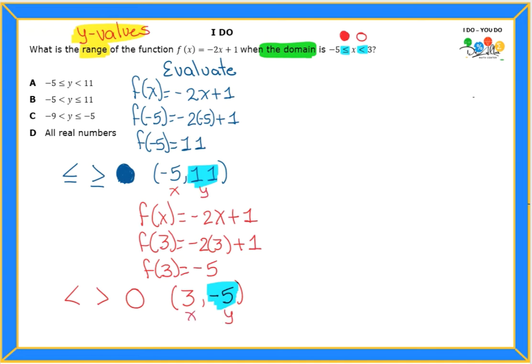Why? Because those values are not my x, but my y values. Okay? And remember that range has to do with the y values. Okay? So I don't know if that's enough information for you to determine which one is my answer choice.